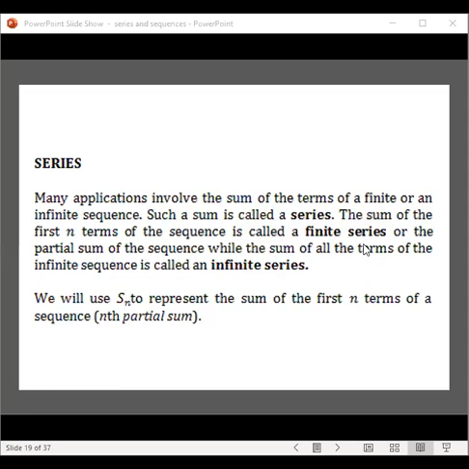So again, a sequence is just a list of numbers. A series is the sum of those numbers. We will denote the series as S sub n to represent the sum of the first n terms of the sequence.